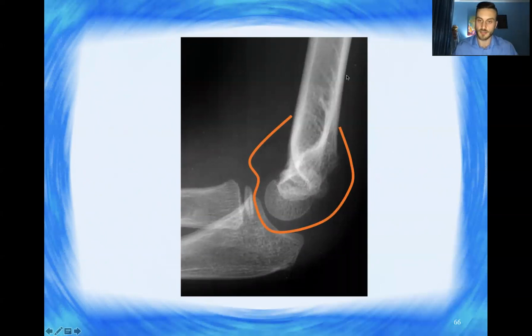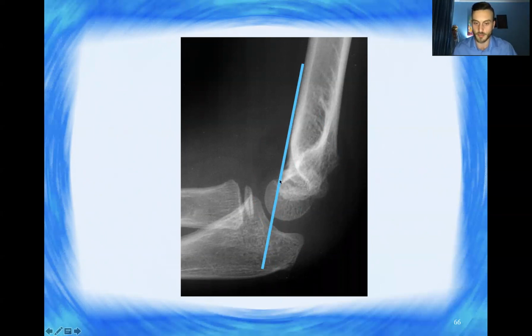This is the humerus, this is the posterior cortex, this is the anterior cortex. We have a line going through the anterior cortex. It's called the anterior humeral line. It should be dissecting the capitellum. Okay, so if the capitellum is going posteriorly, this is extension type. If the capitellum is going anteriorly, this is a flexion type.